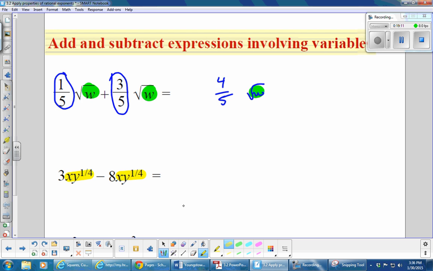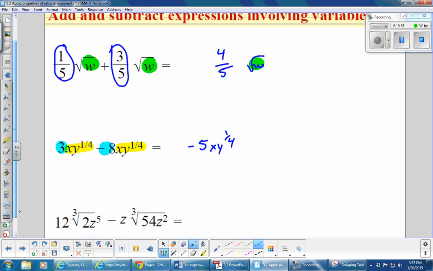Okay. All right, so same back sides. Yellow, yellow. Now we're going to add these two together. All right, so fronts are blue and blue. So what's 3 minus 8? Very good. 3 minus 8 is going to be negative 5. And then we're going to have xy to the 1/4 power. And you're done. Okay? So it's pretty easy.